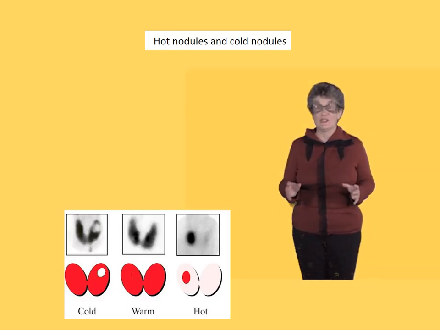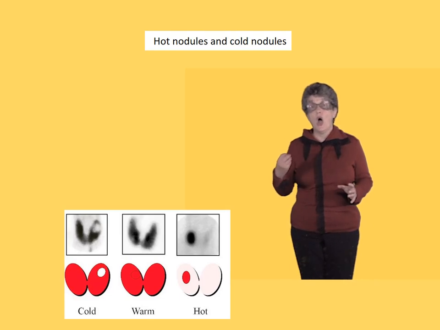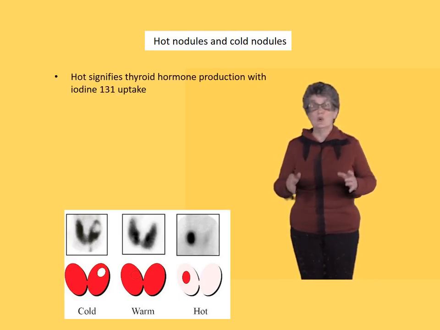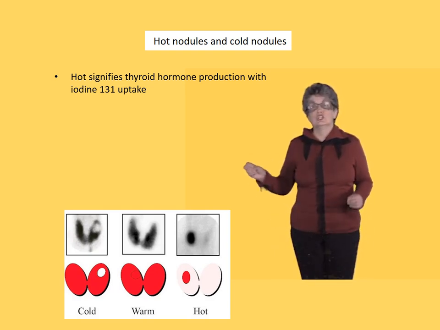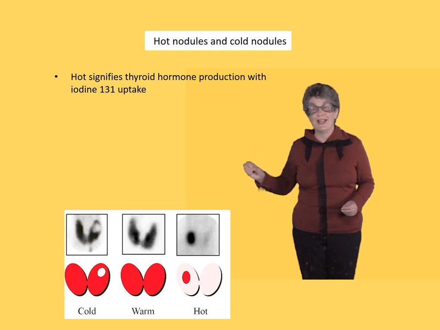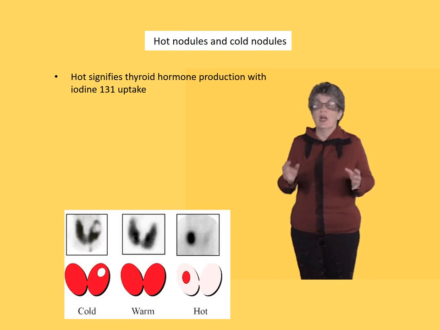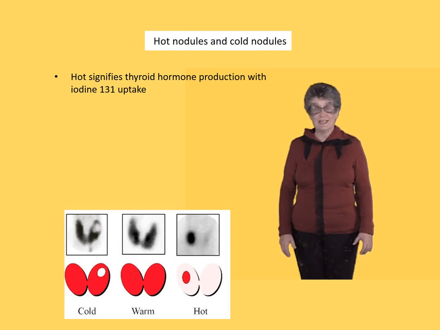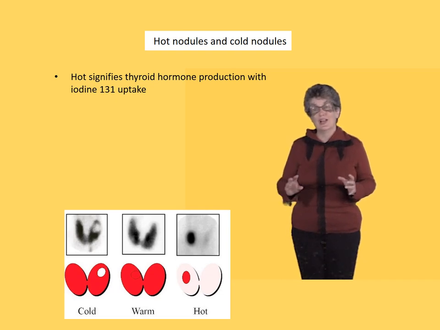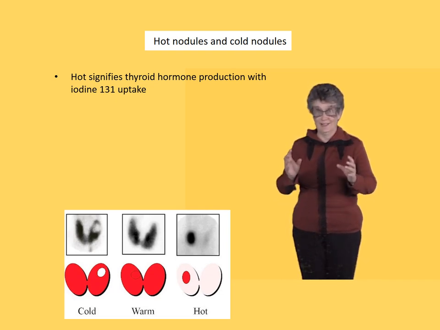Let's first think about hot and cold thyroid nodules. A hot nodule signifies increased thyroid hormone production with increased iodine 131 uptake. The picture on the right shows a single hot nodule in the right lobe of the thyroid. This is a hot nodule where there's increased production of thyroid hormones. If the thyroid is normal and the person is euthyroid, we get the picture in the middle, where the thyroid evenly takes up the radionucleotide.